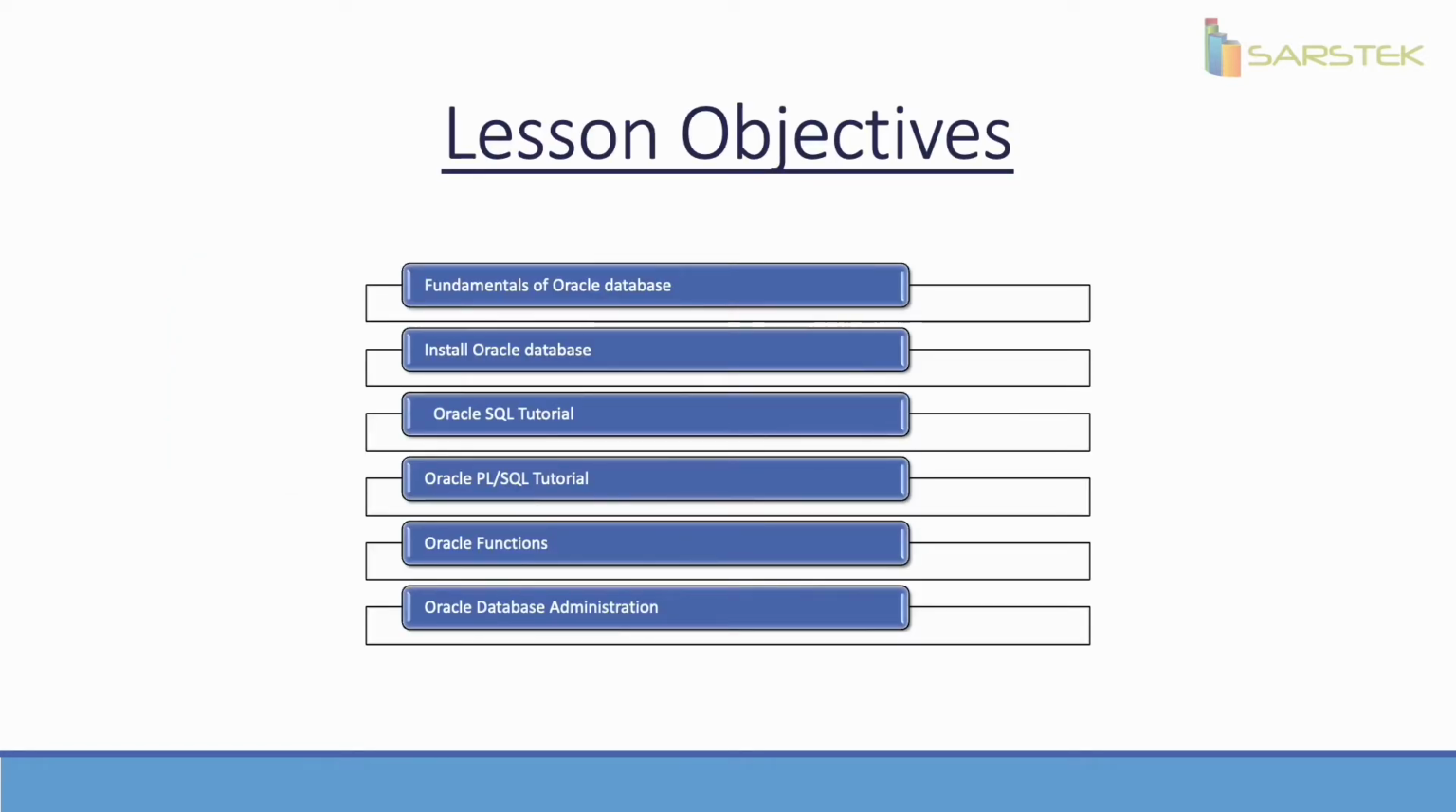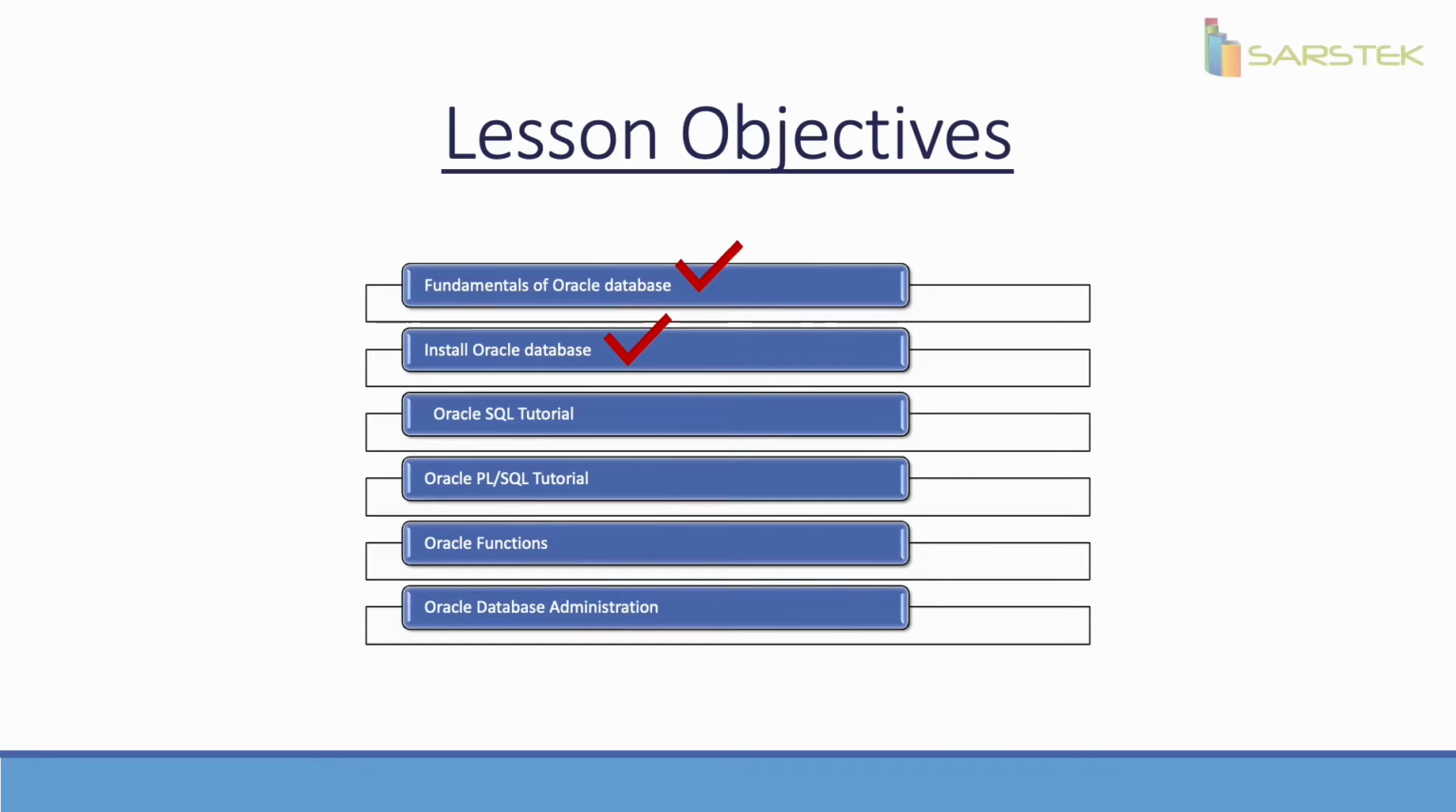Till now we have learned about fundamentals of Oracle database. In this section we have already understood the concept of database and RDBMS. We have also understood the basic architecture of Oracle database. So we know how Oracle works and how it is performing the RDBMS things. In this video, we are going to learn how to install the Oracle database on a Windows machine.